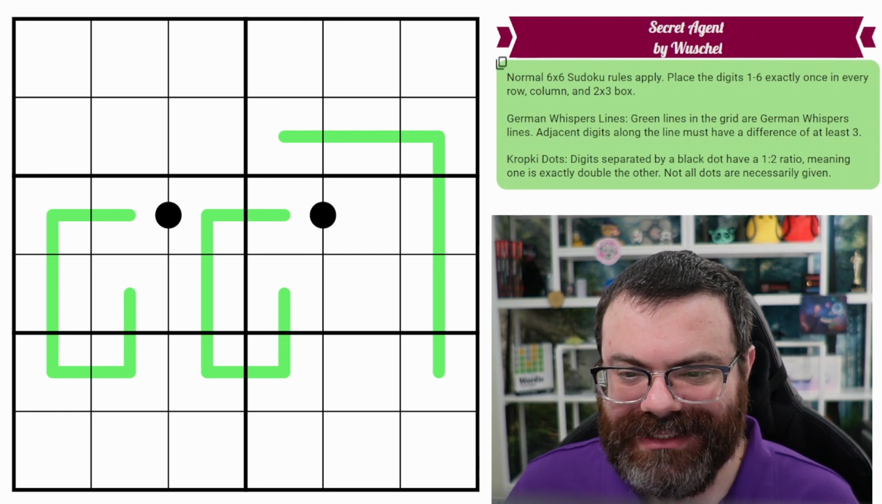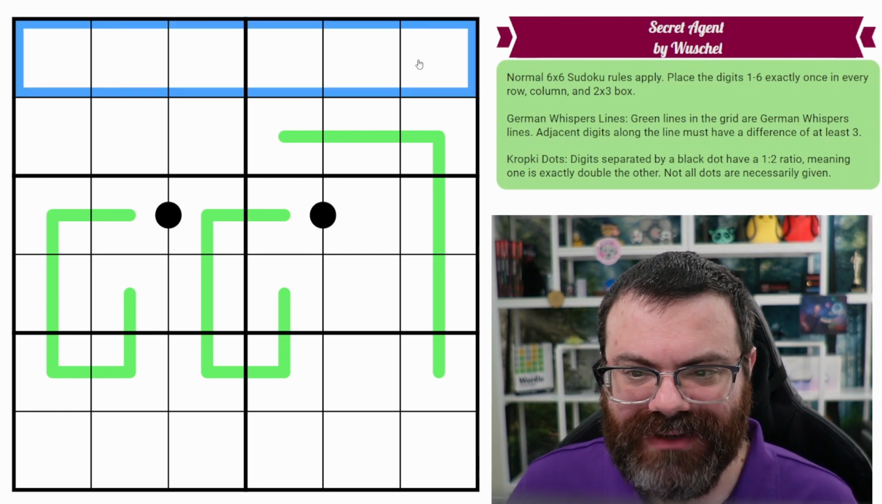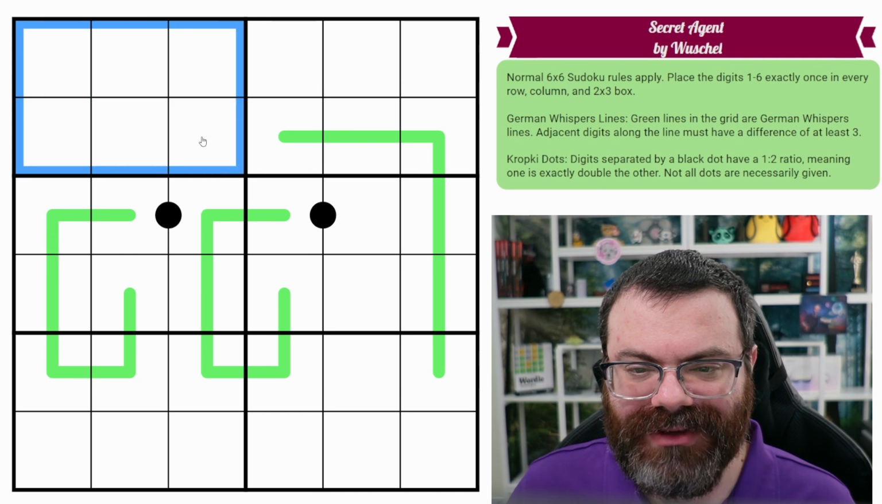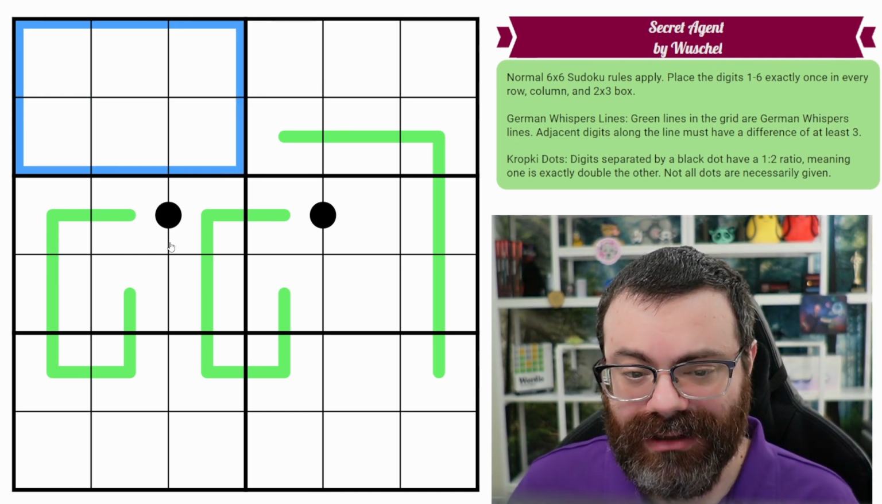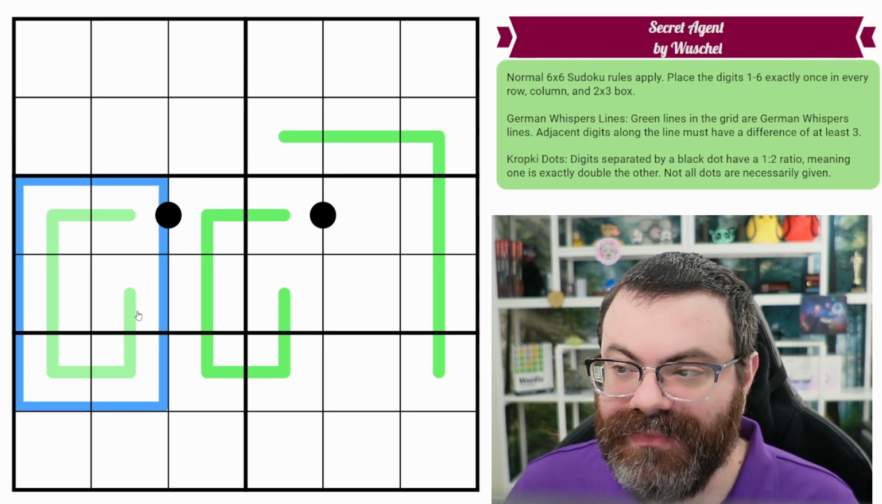So we have normal 6x6 Sudoku rules. So in every row, every column, and every 2x3 box, we are placing the digits 1 to 6 exactly once each. We also have German whisper lines in the grid.